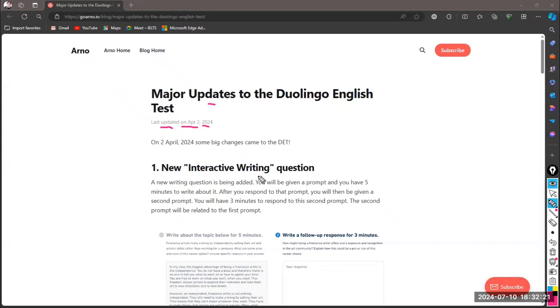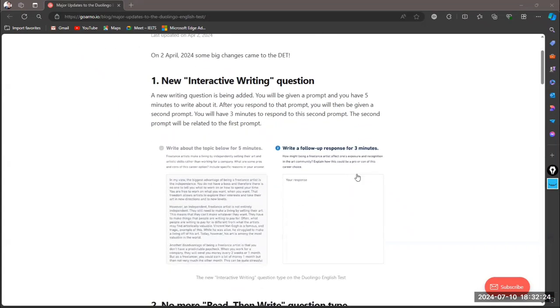Now, the new thing that we have to be careful of is there is an interactive writing question or prompt. This is something new. A new writing question is being added to the exam. You will be given a prompt, a question, or a title about something you have to write about, and you have 5 minutes to finish writing about this prompt. I know that this prompt is really too much. You need more than 5 minutes just to write such an essay, for example. But this is an example. You only have 5 minutes to finish writing about this prompt.